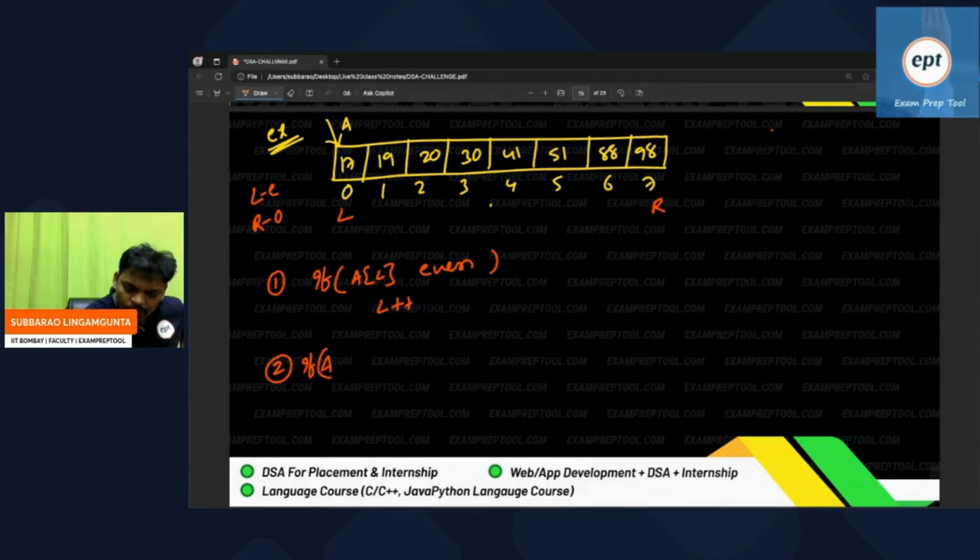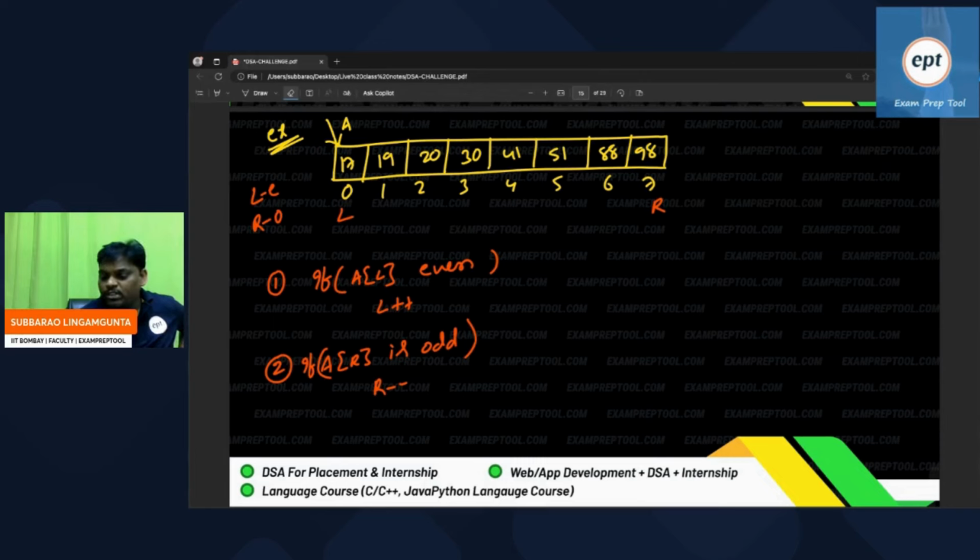If A of R is an odd number, which is what we want on the right hand side, there is no work to do, and you can do R minus minus. I think this is also called the two-pointer solution. People used to say two-pointer solution. Looking at it, it is very easy, and all you have to do is understand the problem clearly.